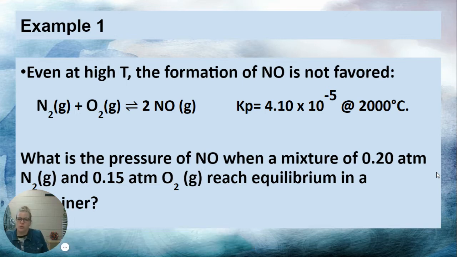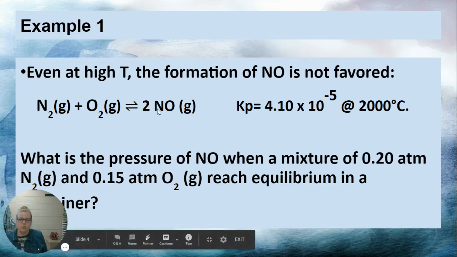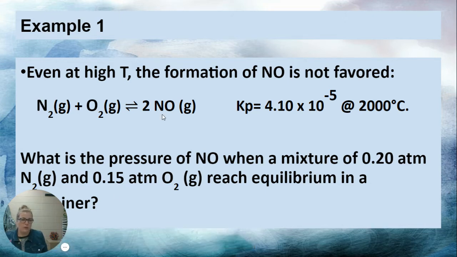Even at a high temperature, the formation of NO is not favored. So we get our reaction here. We get our K value, in this case Kp, pressure time, which is going to be very tiny at 2,000 degrees Celsius. What is the pressure of NO when a mixture of 0.2 atmospheres of N2 and 0.15 atmospheres of O2 reach equilibrium in a container? Now, when you think about this, normally we would just do a limiting reactant problem, right? We'd figure out how many moles of product we got, do the math, and it would be good to go.